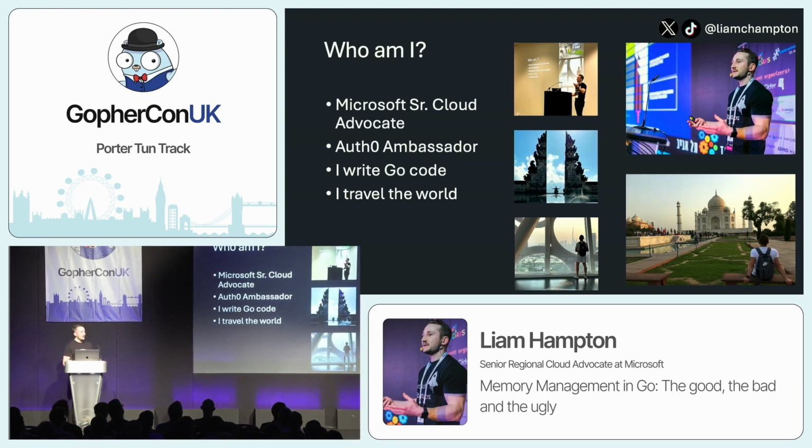So a little bit about me. Who am I? Well, my name's Liam Hampton, and I'm a Microsoft Senior Cloud Advocate, and I work in the Dev Tools team. So anybody who's used VS Code, anybody who's used Codespaces, Copilot, any of those cool tools at Microsoft, that is what I'm a part of, so I help advocate for those. I'm also an ambassador because I really like talking about security and identity and helping you all understand how you can think about that first and foremost as opposed to just writing some code. I write Go code, obviously that's why I'm here, and I like to travel the world. I am an avid traveler, sounds pretty cliche, but I became a developer advocate so that I could travel the world.